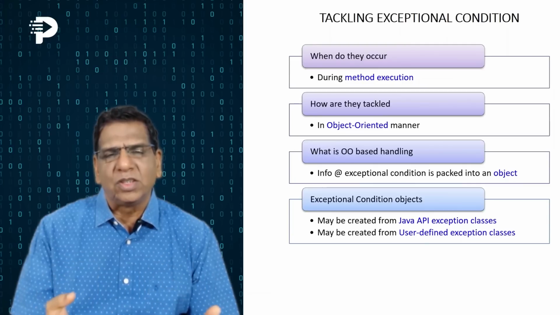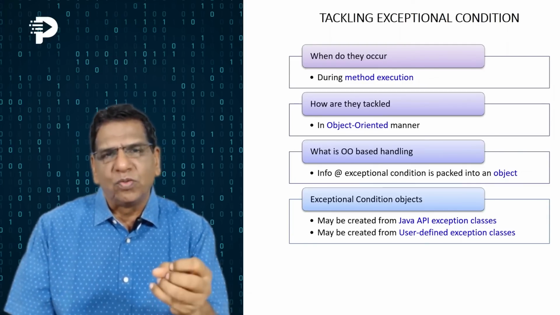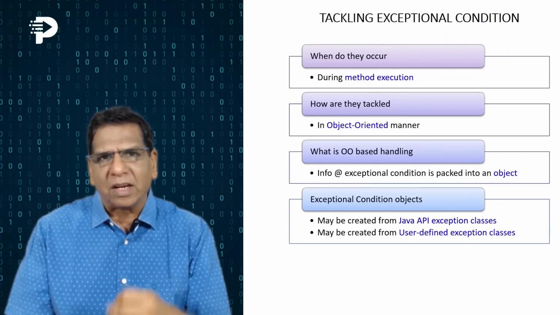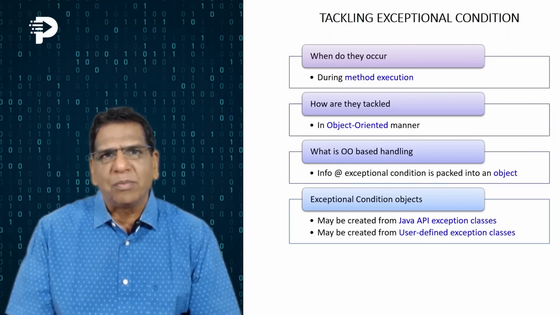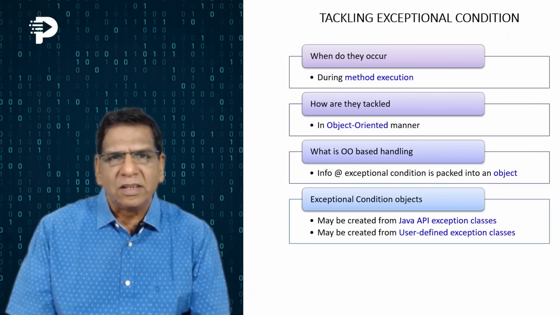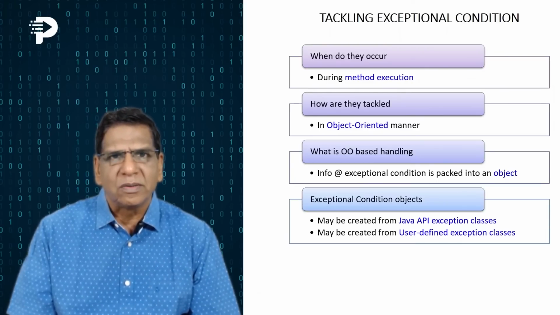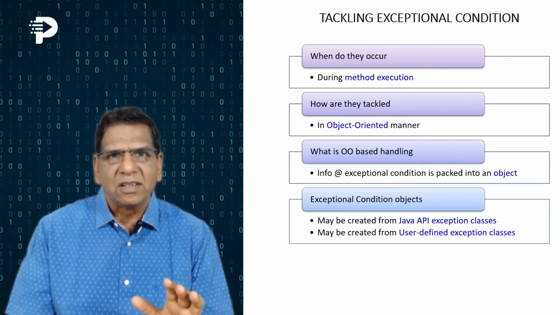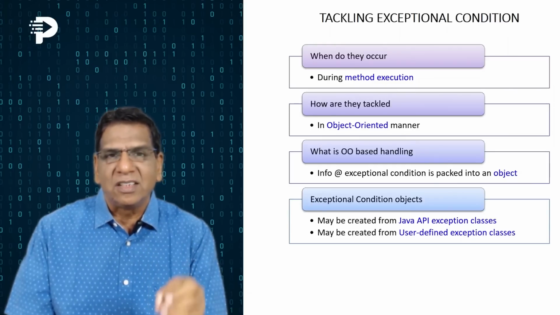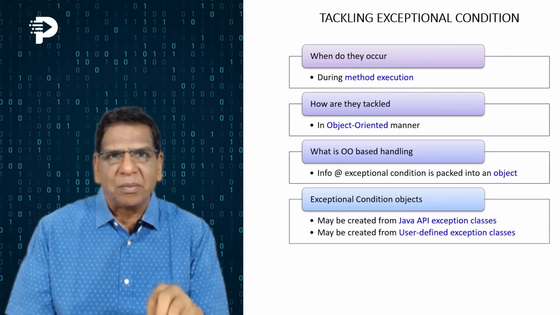However, imagine a situation where a user tries to withdraw some amount from his bank account and he falls short of balance. There isn't enough balance against his account. He is trying to overdraw his account. That is to be rejected. So that's an exceptional condition that will occur only when you execute the program.